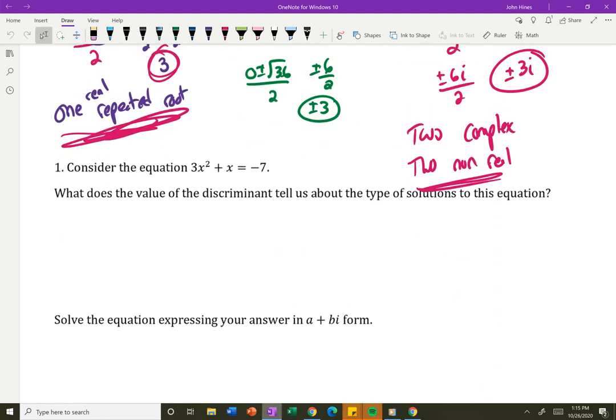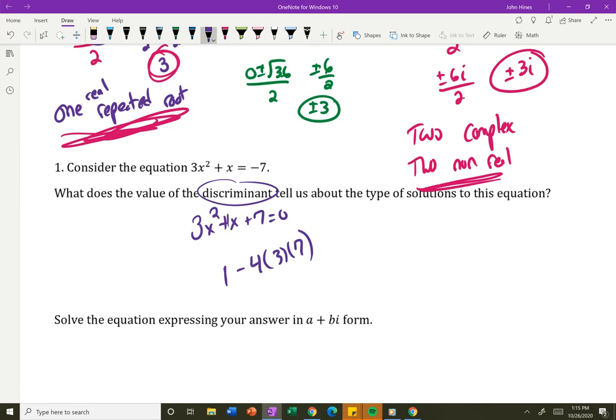So consider this equation here, 3x squared plus x equals negative 7. The first thing I need to do is get this equal to 0 by adding that 7 over. So now, if I want to know the value of the discriminant, that's the b squared minus 4ac. And then again, we know what 1 squared is. 1 squared is 1. Do that squaring in your head there.